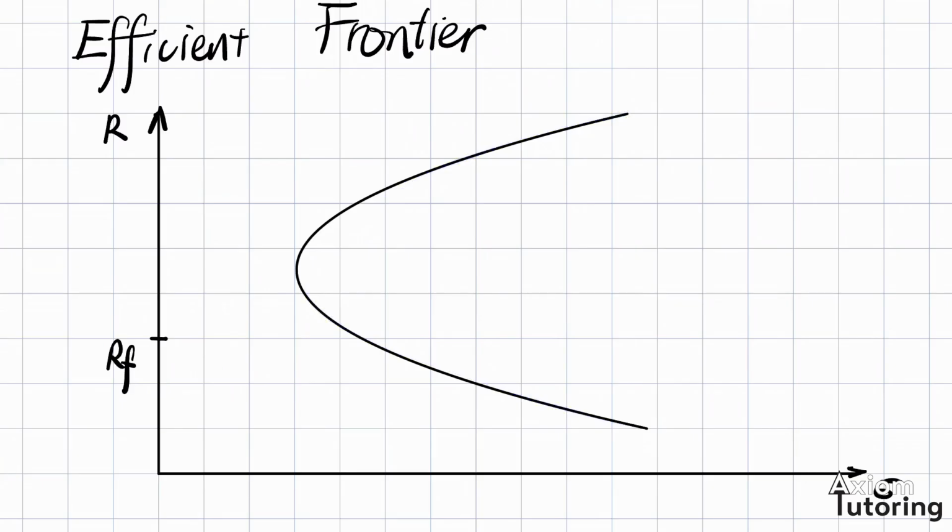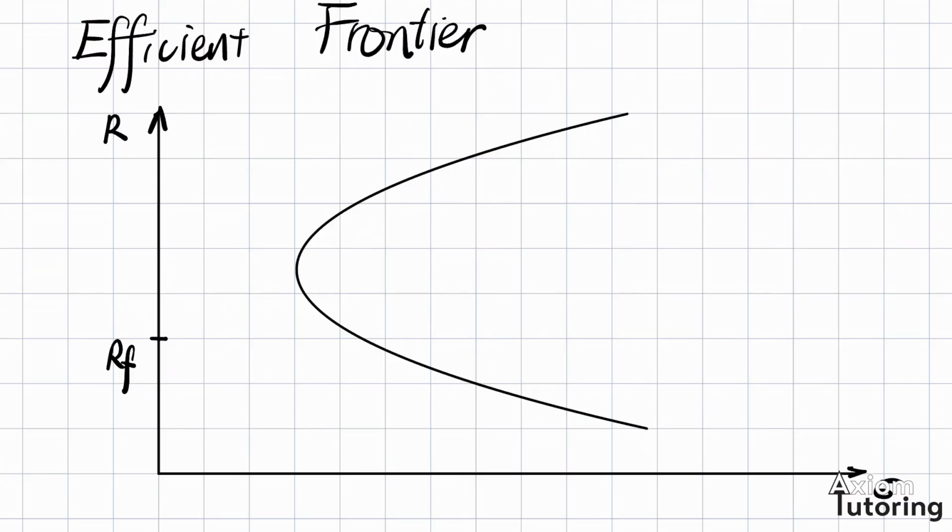So any risky portfolio within this curve, or lying on this curve, will also be available. It's just a matter of choice. Anything that is outside of this curve, let's say somewhere here, will never be available, right?